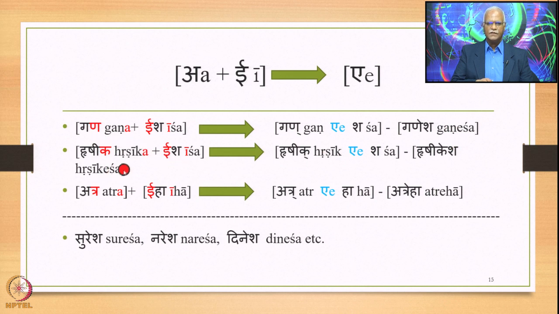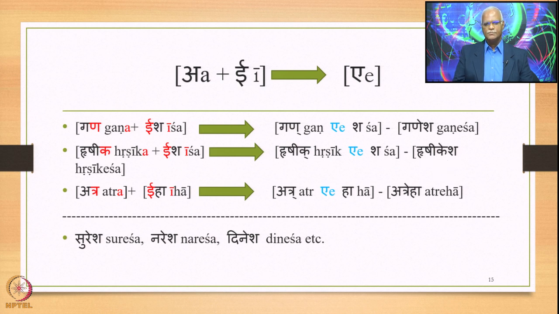Similarly, we have rishika plus isha. Remember, rishika plus isha is another compound. There is a at the end of this pada and e at the beginning of this pada, which is part of the compound. So samhita is obligatory. In the samhita mode, 6187 applies, and in place of both of these, a is the substitute. So we have rishik, a and sh, and so we have rishikesha, the epithet of Krishna.